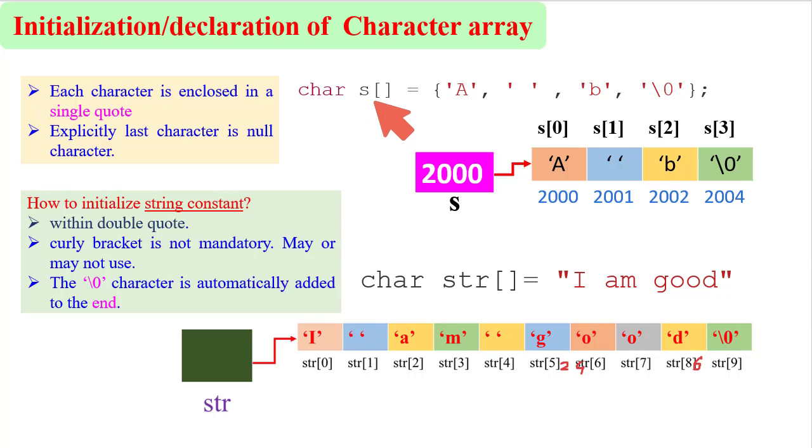Say S is the character array. Elements of this character array should be characters, and each character will be enclosed in single quotes. So the first element is 'A' inside single quotes.